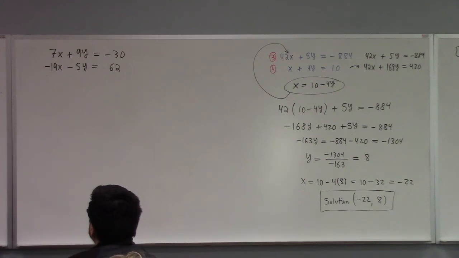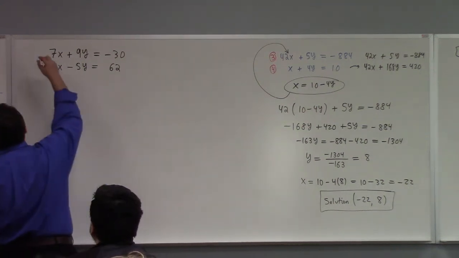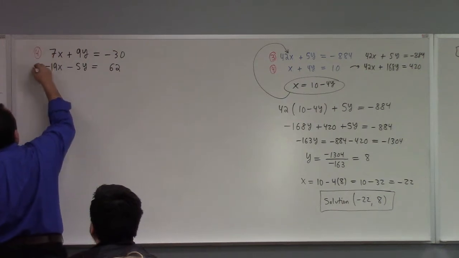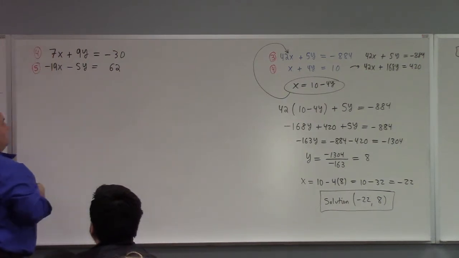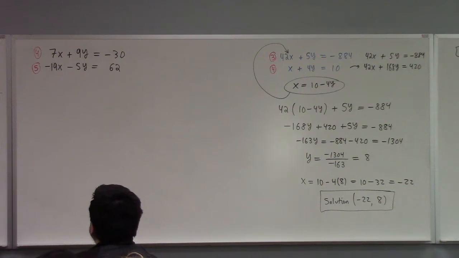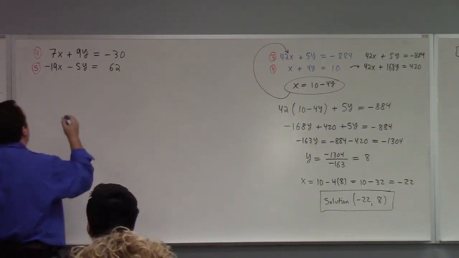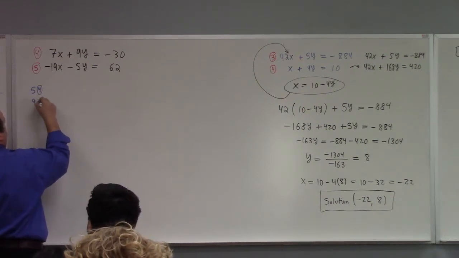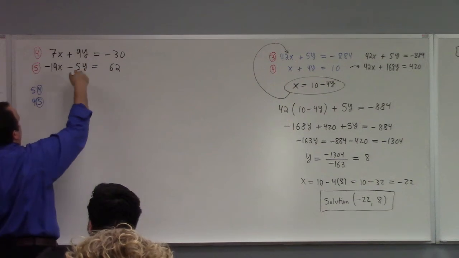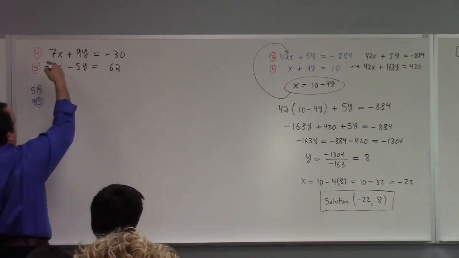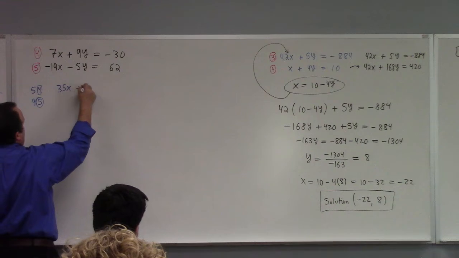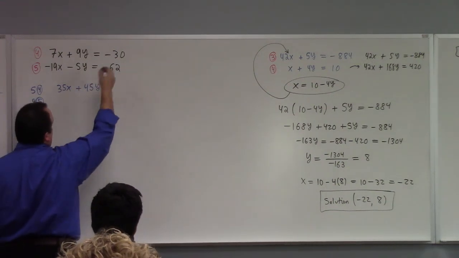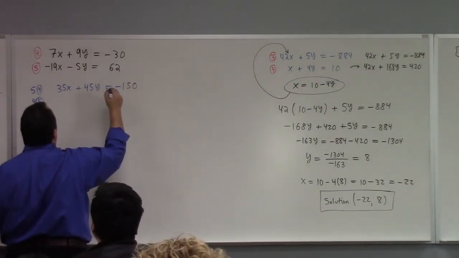So what should I do? Substitution seems like a really annoying idea here. I think elimination's the way to go again. To me, it's easier to make the y's match up. So I multiply equation 4 by 5, and I'm going to do 9 times equation 5 to make them both match up with a coefficient of 45. So 5 times 7 is 35x plus 45y. 5 times minus 30 is minus 150.